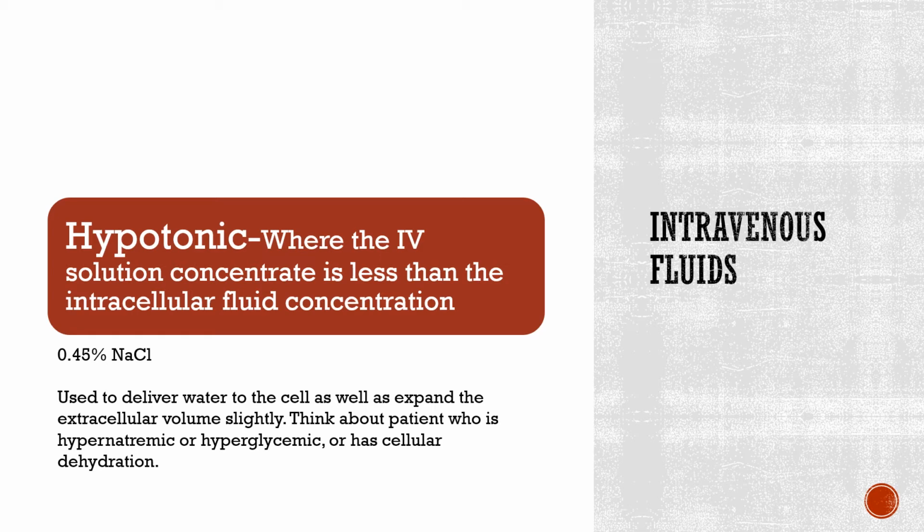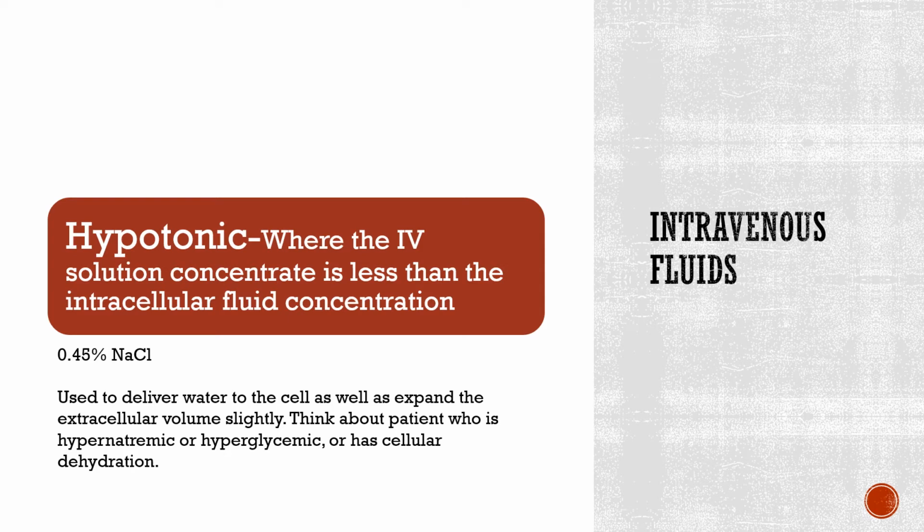So if I were to put a hypotonic solution through an IV, it most likely is not going to stay in the vascular space. It's most likely going to go into the cells, because that's where the party is. And this is the perfect solution to use for somebody that's dehydrated. If they've got intracellular dehydration, we would typically give a hypotonic solution to help get that fluid into those cells where it needs to be.